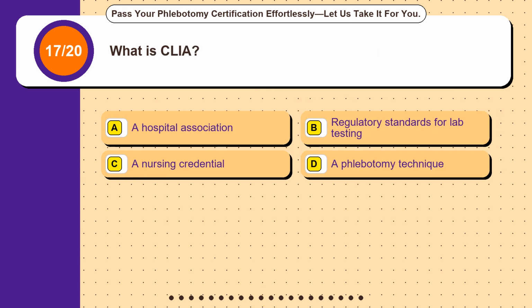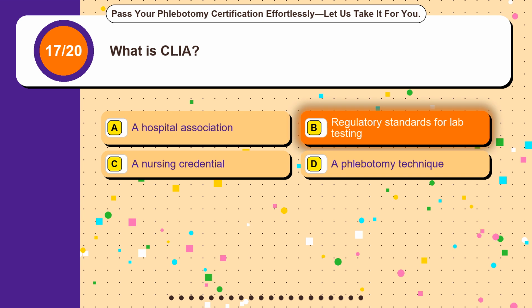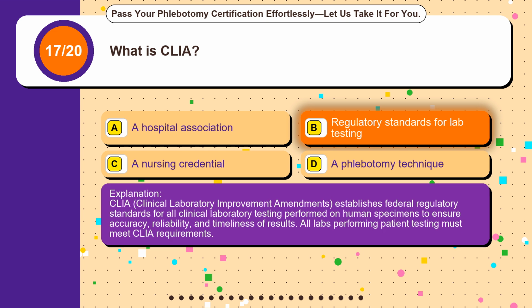Question 17. What is CLIA? Option A, hospital association. Option B, regulatory standards for lab testing. Option C, a nursing credential. Option D, a phlebotomy technique. The correct answer is option B, regulatory standards for lab testing. CLIA, Clinical Laboratory Improvement Amendments, establishes federal regulatory standards for all clinical laboratory testing performed on human specimens to ensure accuracy, reliability, and timeliness of results. All labs performing patient testing must meet CLIA requirements.